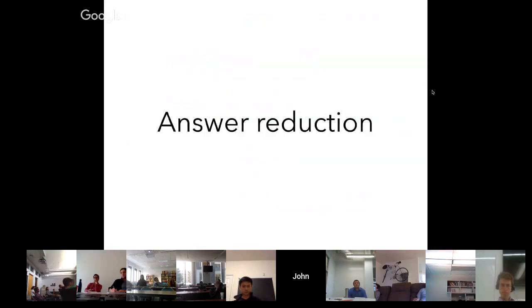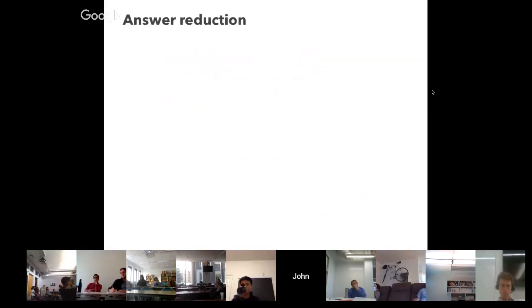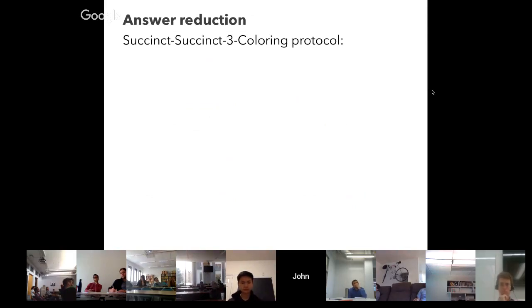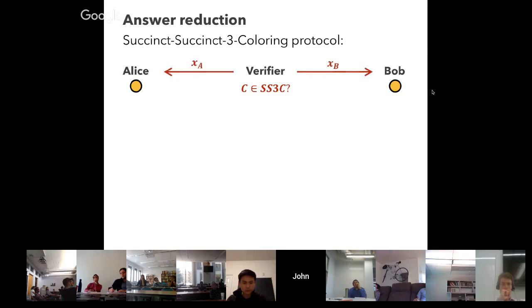Okay, so now answer reduction. This will be very short. Just restating what I said at the end, we have the succinct three-coloring protocol, where the verifier wants to know if the circuit is in succinct three-coloring. And now Alice and Bob share entanglement. So they have two entangled states. And the verifier is going to ask them some questions and get some answers back.